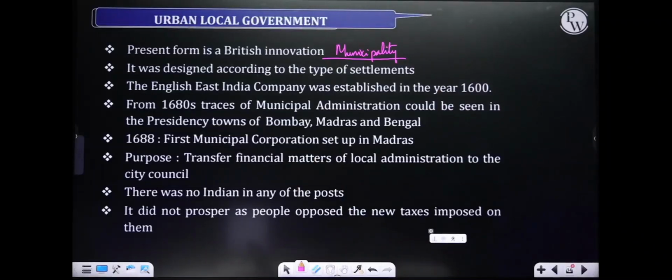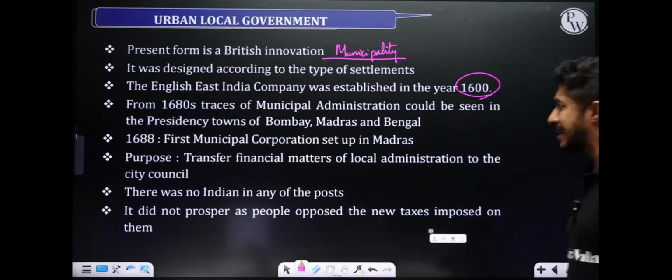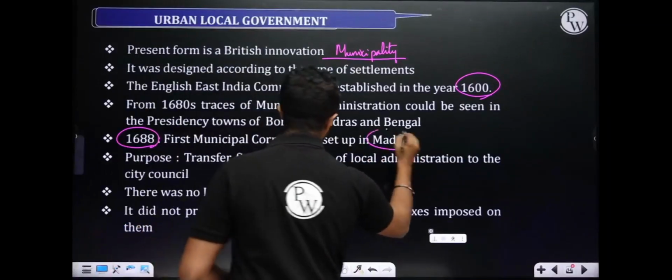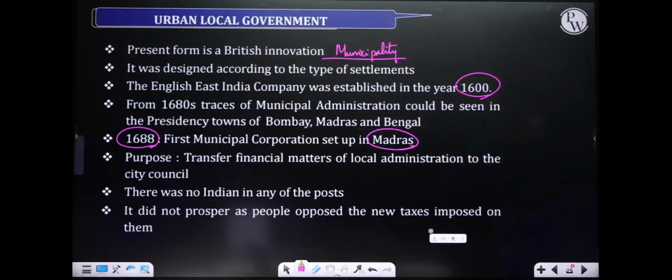The English East India Company was established in the year 1600. From the 1680s, traces of municipal administration could be seen in the presidency towns of Bombay, Madras, and Bengal. In 1688, the first municipal corporation was set up in Madras. Purpose: to transfer financial matters of local administration to the city council. There was no Indian in any of the posts. It did not prosper as people opposed the new taxes imposed on them. Okay, moving on.